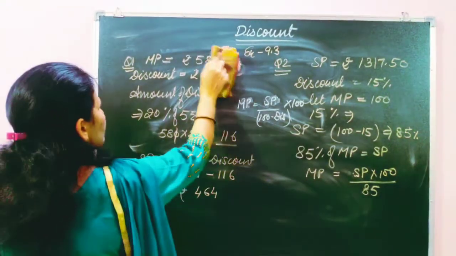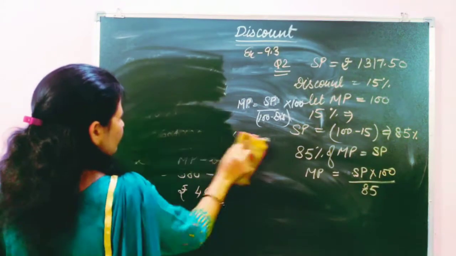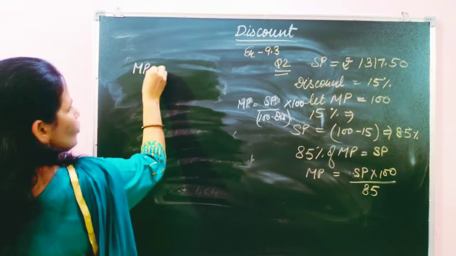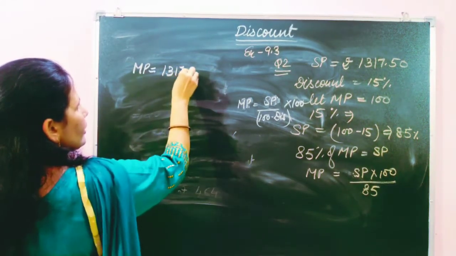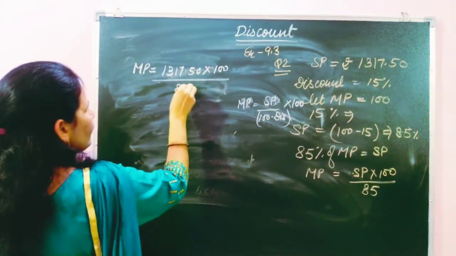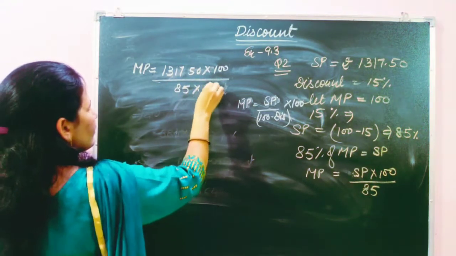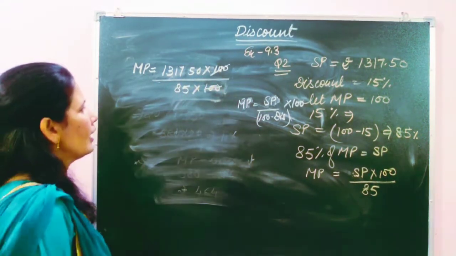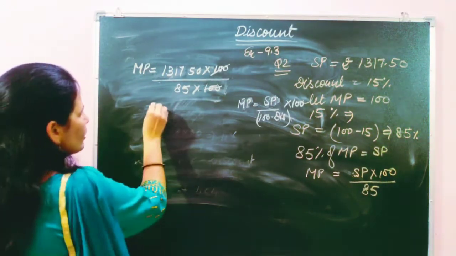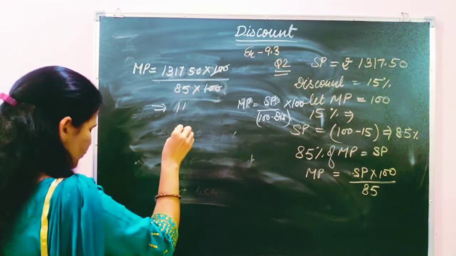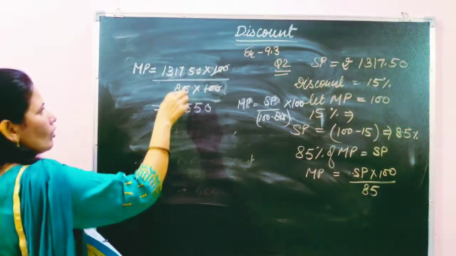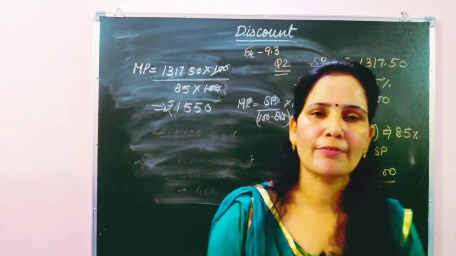I'm going to solve this question here. So MP, mark price, equals 1317.50 multiplied by 100 and divided by 85. Remove the decimal, the 100 in the denominator cancels with 100. And students, when you divide this, you will get the answer rupees 1550.